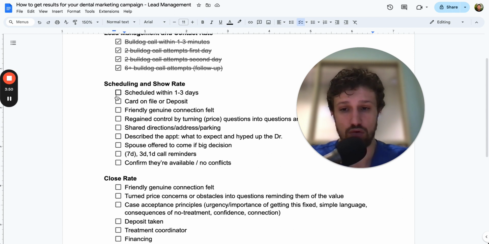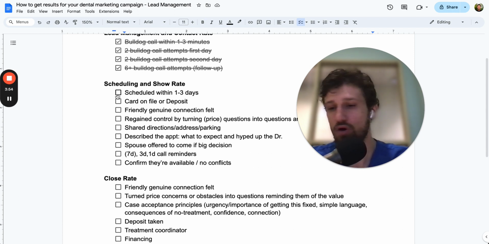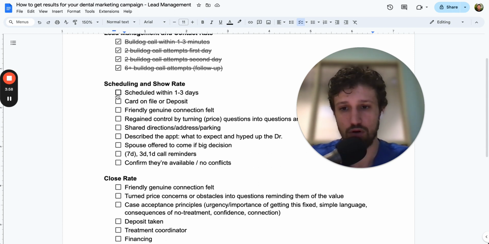As far as the show rate, one problem you may encounter is, Alex, these leads aren't actually showing up for their appointment. So this is how we overcome that obstacle. We're scheduling within 1 to 3 days, because if we schedule for 2 or 3 weeks out, like we normally do with other patients, there's a greater chance that it's not as relevant 2 or 3 weeks out.